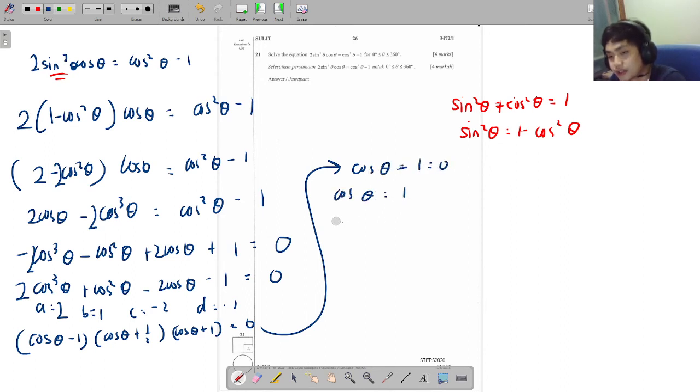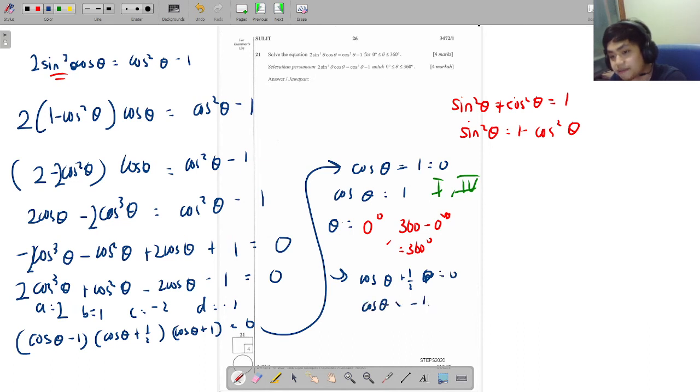So cos theta is positive. Since it's positive, we are referring to the first and fourth quadrant. For the first quadrant, if you use a calculator, all calculator answers are in the first quadrant. So in this case, it's 0 degrees. And then for the fourth quadrant, we take 360 minus 0, which is just 360. Right? So the next one, cos theta plus half equals 0, so cos theta equals negative half.